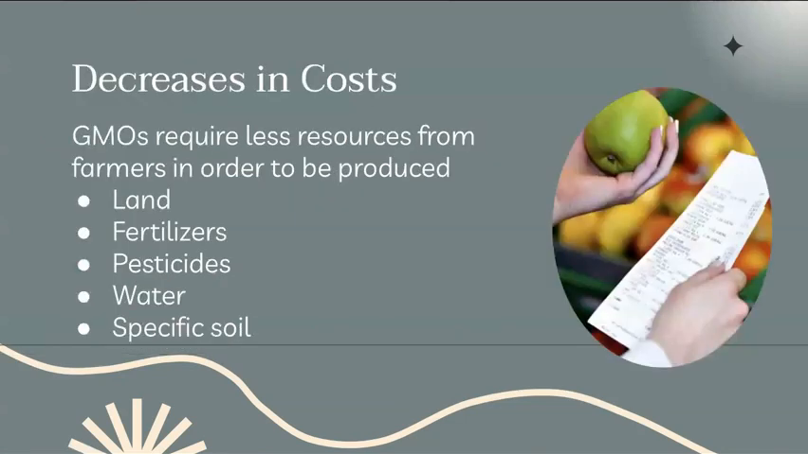So, decreases in cost. GMOs require fewer resources from farmers in order to be produced. So even though you are adding stuff to the crop, you are actually reducing what is needed to grow it on its own, because we don't need as much land, fertilizers, pesticides, water, or specific soil. So then that way farmers can sell their produce for a cheaper amount because they are not needing those expensive resources.